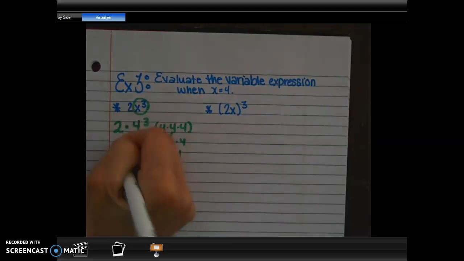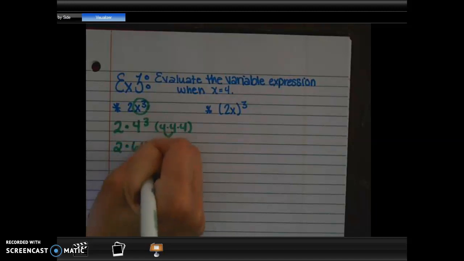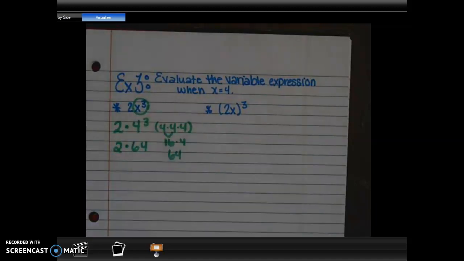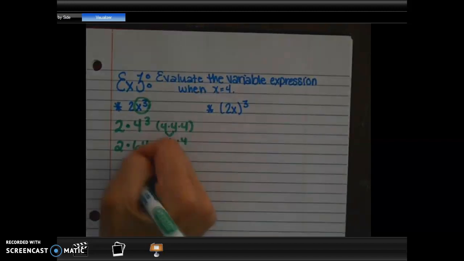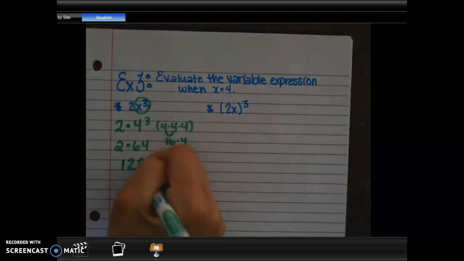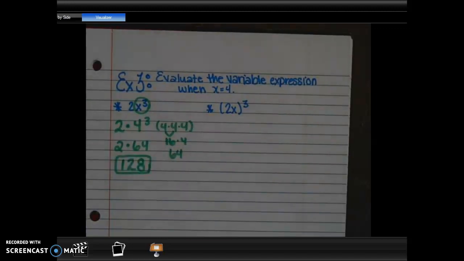So now we have 2 times 64, which is 128, but I'm going to check because apparently my brain's dead today. Oh, well, it is dead. It's 128. Sometimes you just have a good numbers day, and sometimes you just have a bad numbers day. It happens. All right. Now, because this cube, that's our 3, was not in a set of parentheses with the 2, like this over here, that means the cube only affected the x.